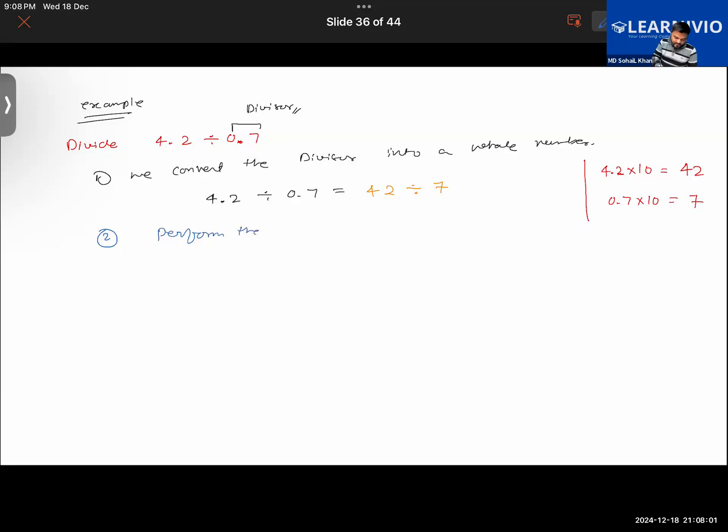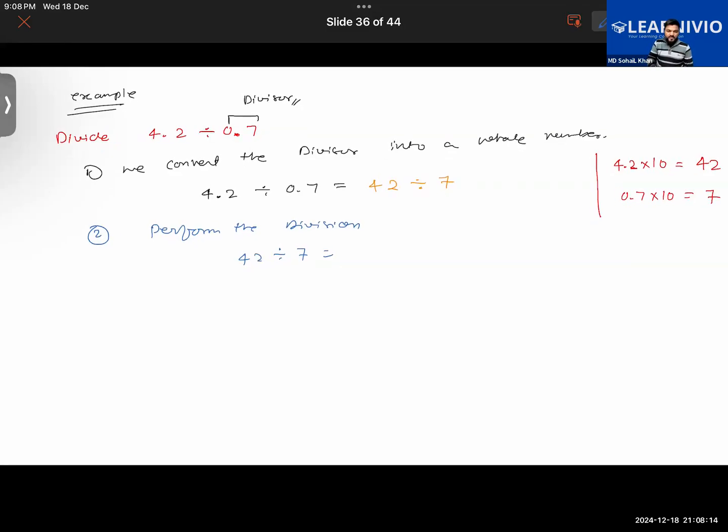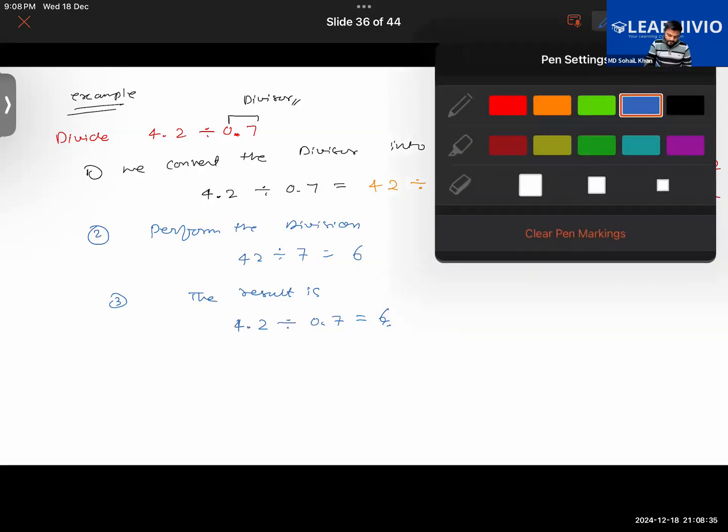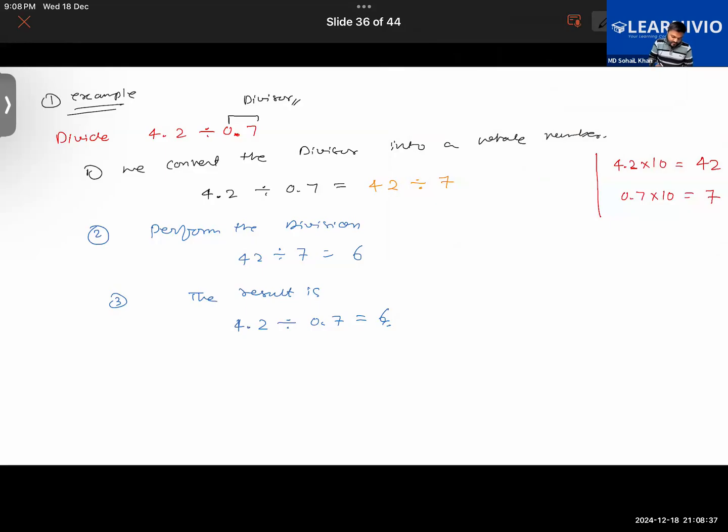So basically perform the division, right? And 42 divided by 7 is equal to how much? Yes, 42 divided by 7. That will be simple. 6. So thereby the result is 6 here. The result is 4.2 divided by 0.7 is equal to 6. This is our answer. You got what we have to do. That was just example number 1. Take one more example.